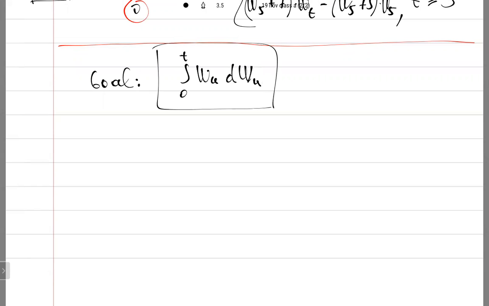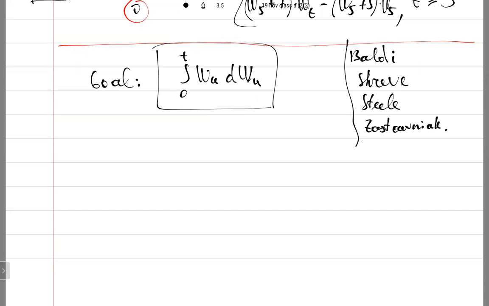Once again, I will not define it rigorously because I have only 6 lectures for the whole stochastic calculus course, so sorry, it will be a less rigorous approach. If you'd like something rigorous, you can go to Baldi or Shreve or Steele or even Zastavnyak. That is the easiest one. So any book is okay.